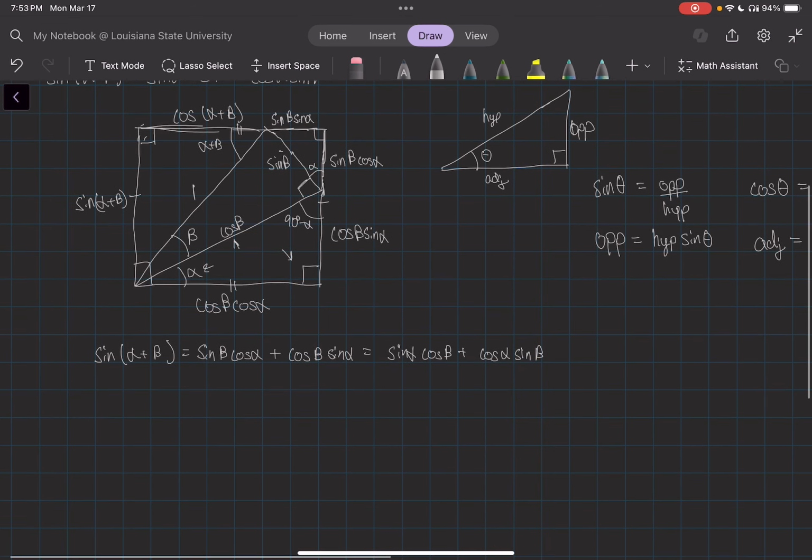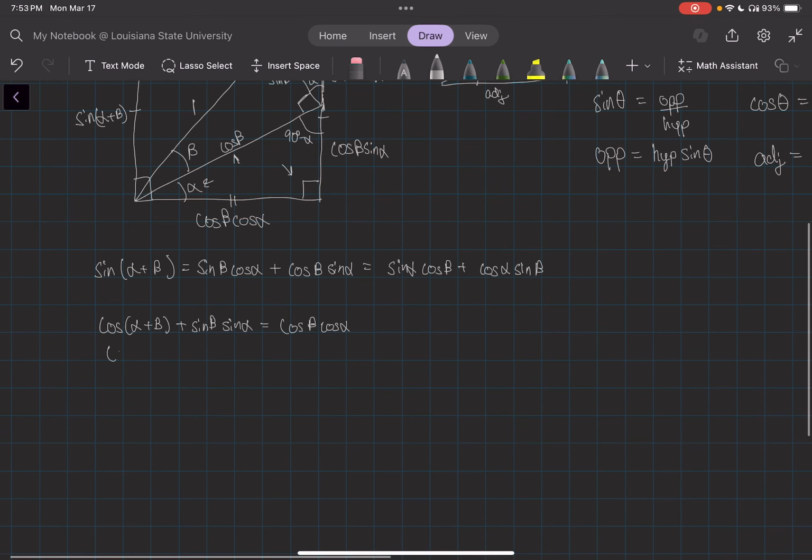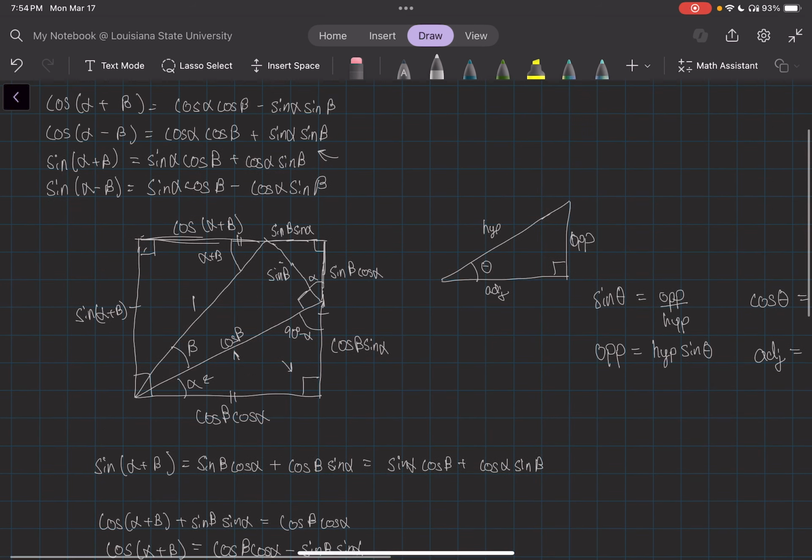Now, for the other function, cosine of alpha plus beta, well, cosine of alpha plus beta plus sine of beta times sine of alpha is equal to the cosine of beta multiplied by the cosine of alpha. Isolating cosine of alpha plus beta by subtracting the other term leaves us the cosine of beta times cosine of alpha minus sine of beta times sine of alpha, which gives us our result.